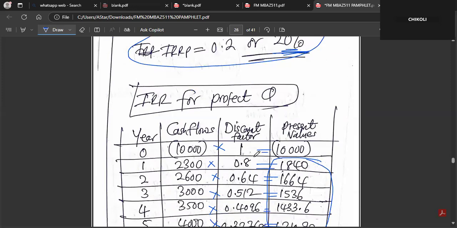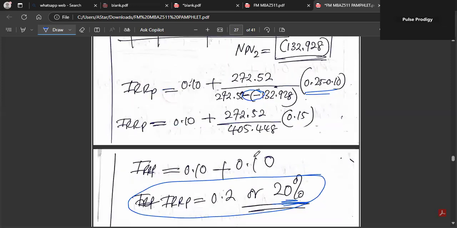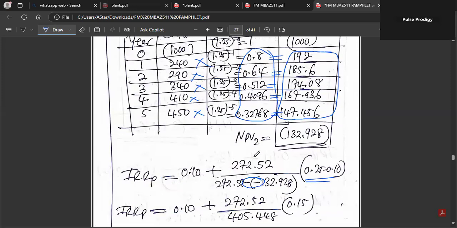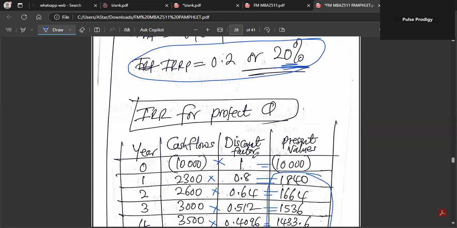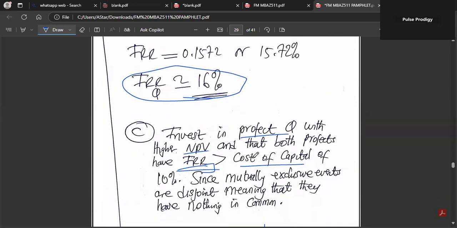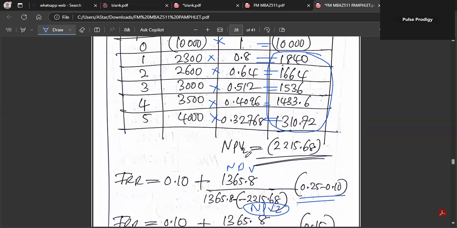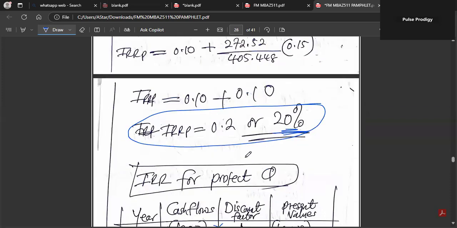Yes. So based on NPV, you choose project Q. And of course, based on the internal rate of return, you choose project A.